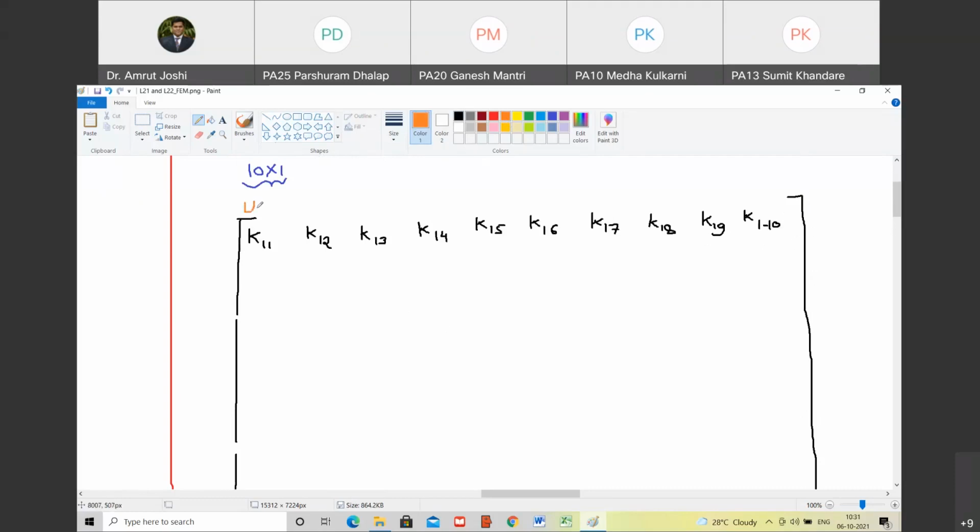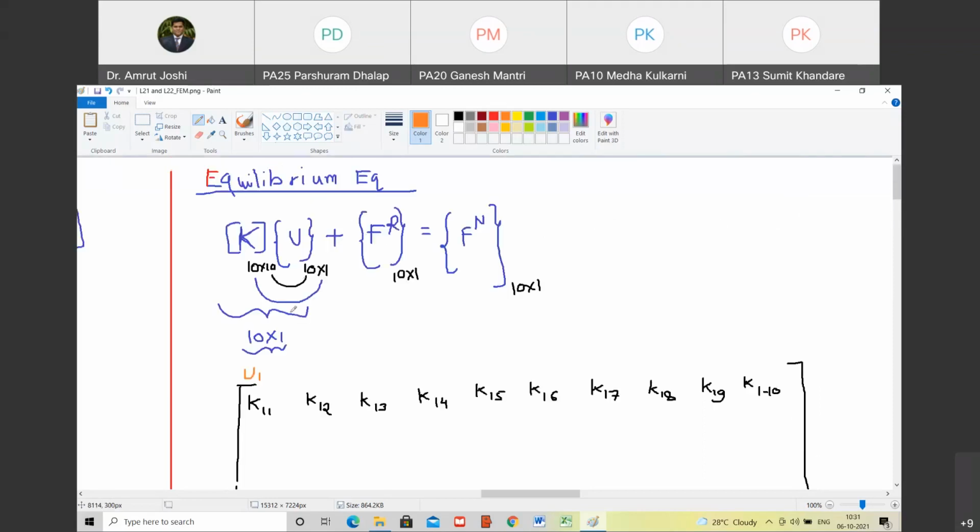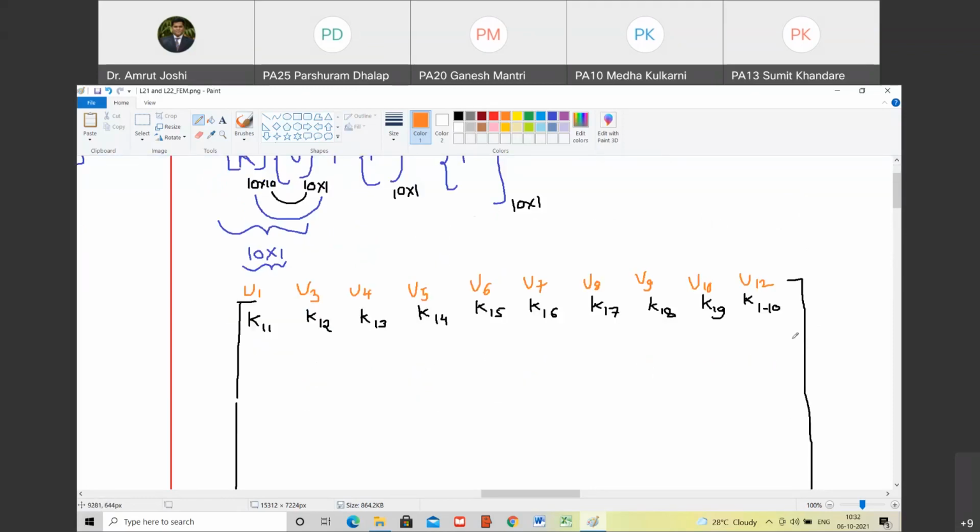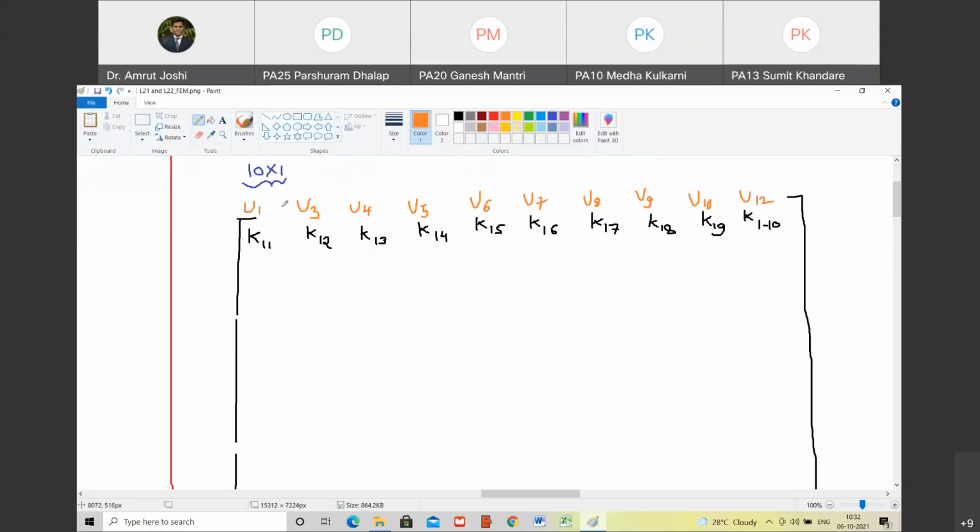Can we write down the global degrees of freedom? U1. What should I write here? The degrees of freedom are U1 to U12, so what should I write here? U1, then U12. Not U2, because U2 we have removed. That's why it is 10 cross 1. So U1, then U3, U4, U5, U6, U7, U8, U9, U10, U11 is removed. So U12.